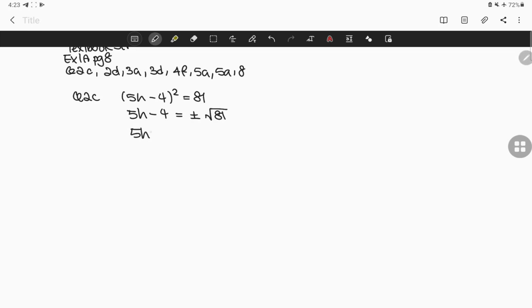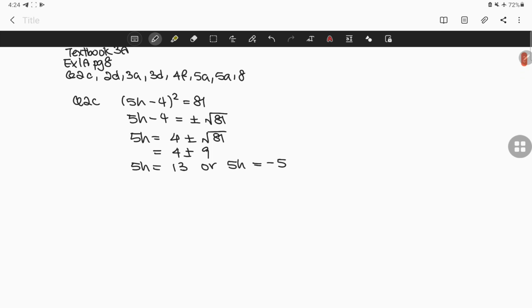Next, 5h would then be equal to 4 plus minus the square root of 81. And note that the square root of 81 is actually equal to 9. So this is plus minus 9. So 5h would then be equal to 13, or it can also be equal to negative 5. So 13 is gotten by having 4 plus 9, whereas negative 5 is gotten by having 4 minus 9.